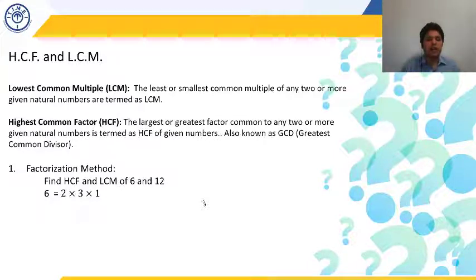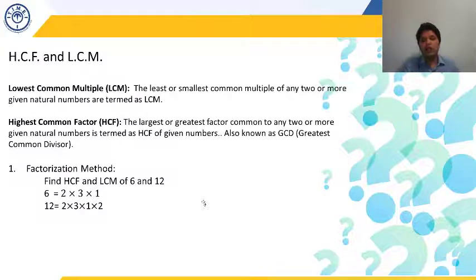So what are the prime factors of 6? It is going to be 2 into 3 into 1. And what are the prime factors of 12? After doing prime factorization, we'll be getting 2 into 3 into 1 into 2. So this is the prime factorization of 12 and 6. So in the factorization method, first we will do the prime factorization of the given numbers.